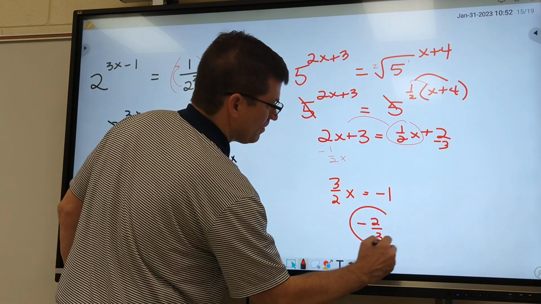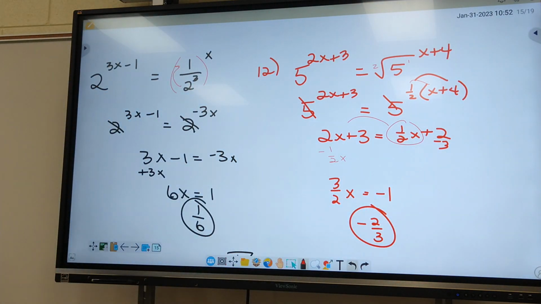All right, so that one's kind of messy. Is that the only square root we've got on this sheet? It is, but we're going to start having a lot of those later in the week, next week. All right, we go to 13.